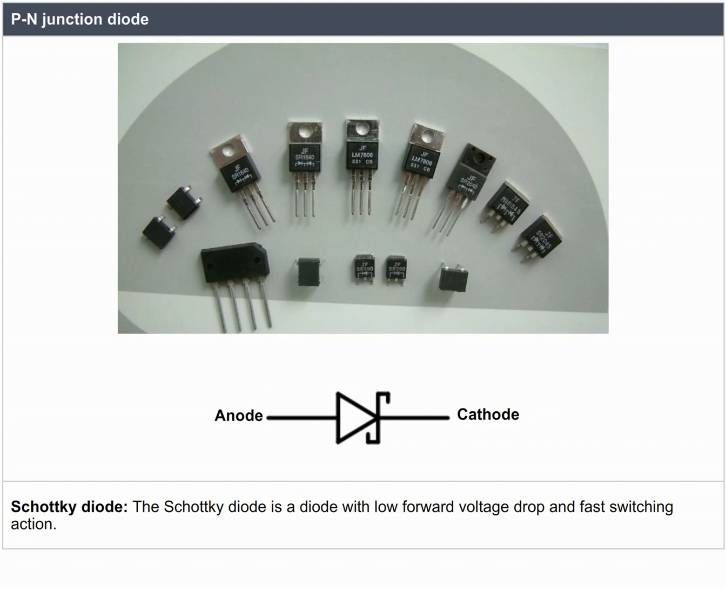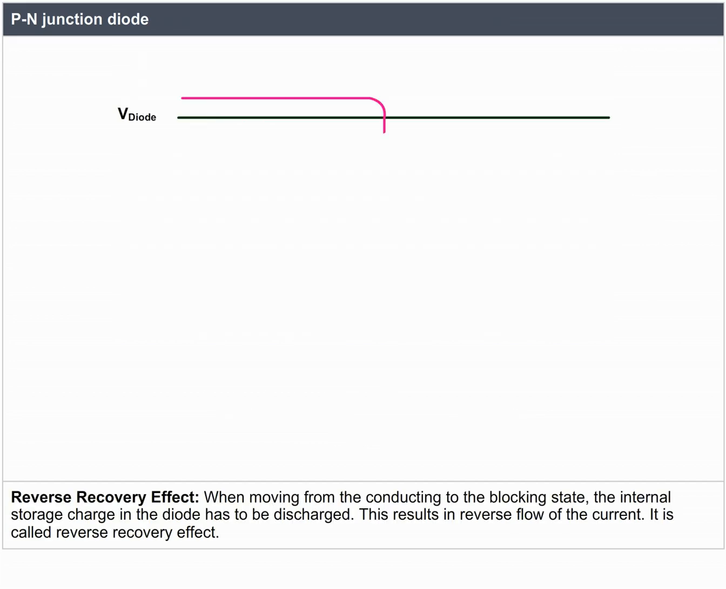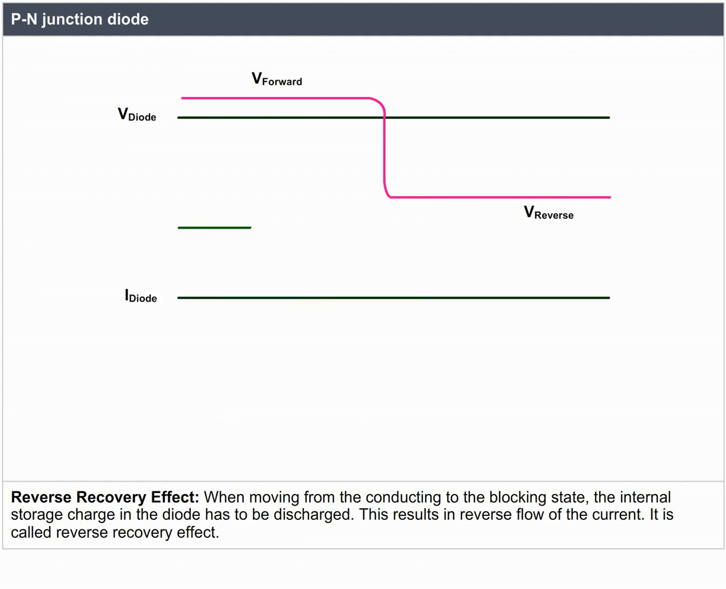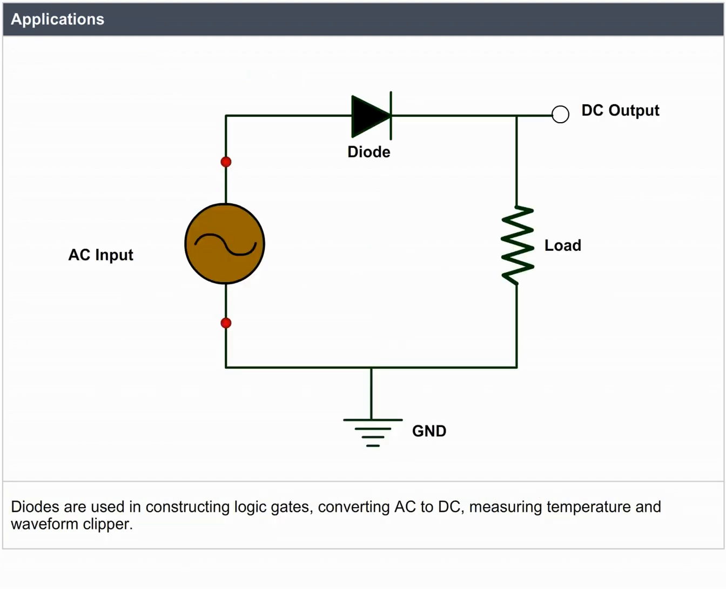Reverse recovery effect. When moving from the conducting to the blocking state, the internal storage charge in the diode has to be discharged. This results in reverse flow of the current. It is called reverse recovery effect. Applications. Diodes are used in constructing logic gates, converting AC to DC, measuring temperature, and waveform clipper.